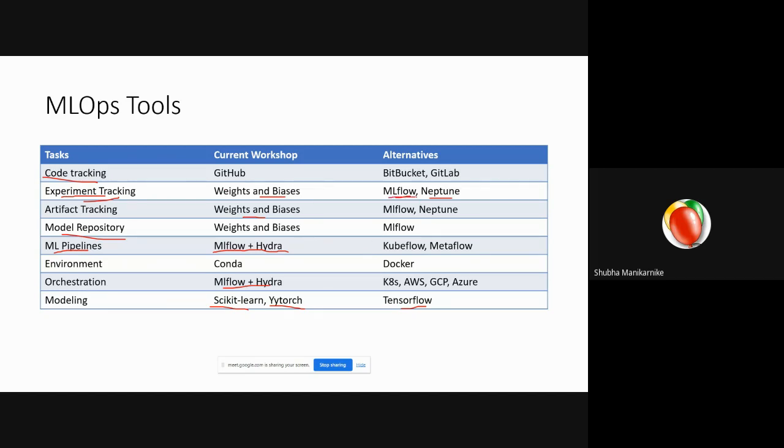MLflow also offers you orchestration. And Hydra is a Python-based platform which helps to manage your parameters. Basically, you would have seen that in any ML code that you write, there will be lots of parameters, and if you are running it via command line, it is difficult to track all of your parameters. So using Hydra, you can define all of your parameters in a config file, and you can use that in your program.